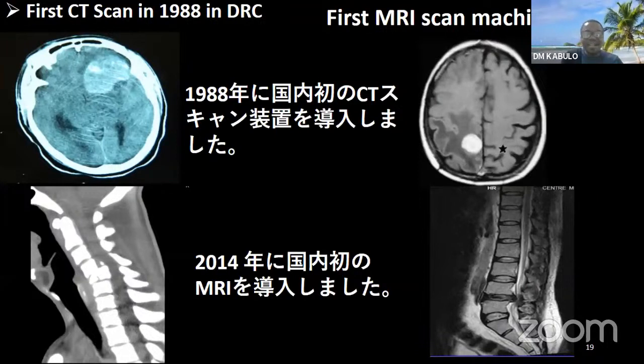It's only in 1988, when Professor Dr. Belchika came back, that we acquired the first CT scan machine, and the first MRI machine came to Congo in 2014. So these are the local neurosurgeons. We have 19 local neurosurgeons.